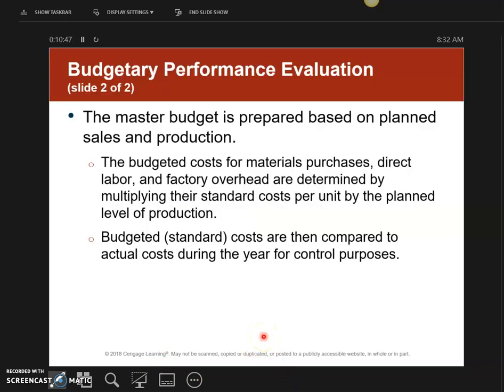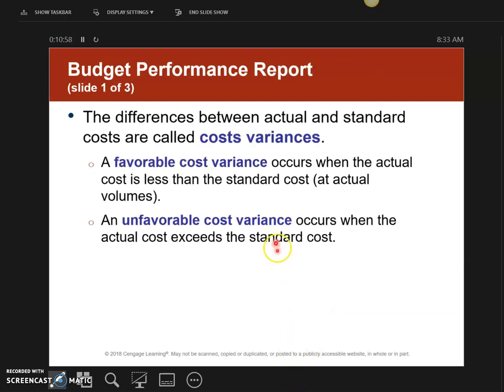So these were based in the budget. These were the things we actually budgeted for. So those are my standards. My standard is my budgeted. And what's going to happen is when we get ready, we're going to go back and look at what we call a cost variance. A cost variance is going to happen when I compare the budget to what actually happened.